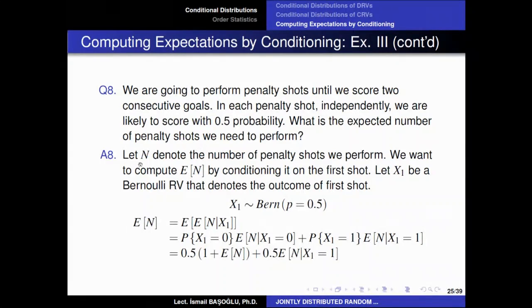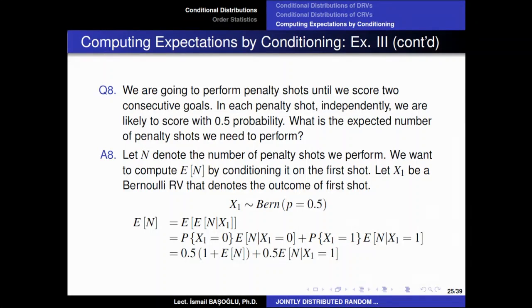Now let's say the random variable for which we would like to calculate the expectation is N. N here is the number of penalty shots we perform until we stop. N here is not a geometric random variable. It is not a negative binomial random variable as well. We do not know the distribution of N here. Maybe you may think that it looks like geometric or negative binomial distribution, but it is not, because the stopping criterion requires the last 2 penalty shots to be.